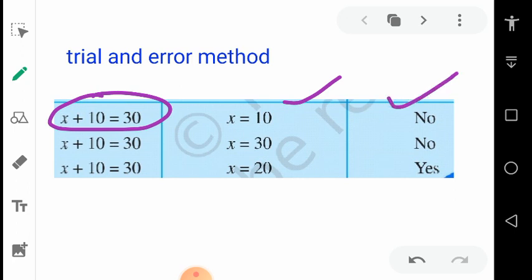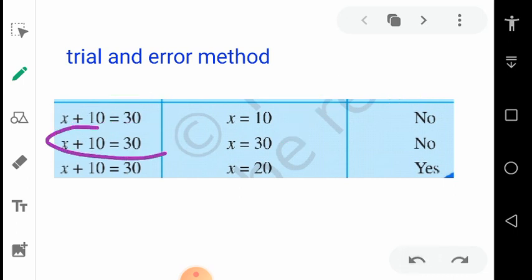Now again, here we didn't get the answer, so the trial and error method is used and we change the value of x. Take x equal to 30. Now try for 30. So in the second case x is 30, and here inside the circle, 30 plus 10 becomes 40. So 30 plus 10 is not equal to 30.